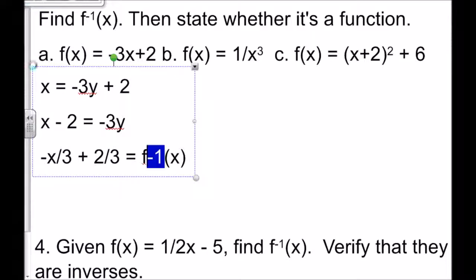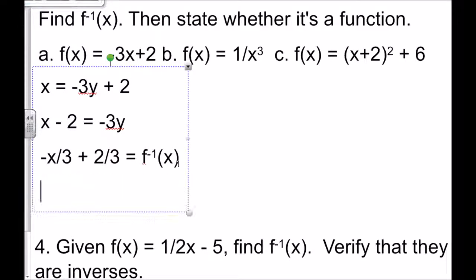And then to tell whether it's a function, well, you can graph it and look at it, or you could just look at this. This is going to be a function. This is linear. It's not an x equals line. This would be a line with a y-intercept of 2/3 and a slope of negative 1/3. This is completely a function.